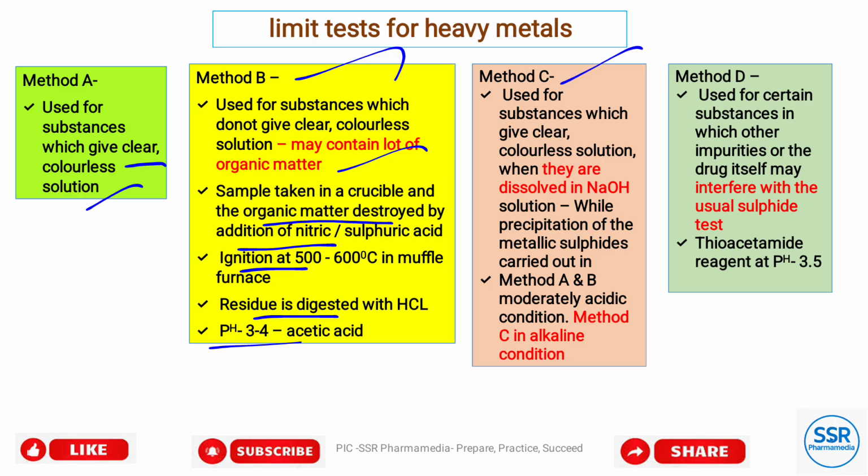Method C is used for the substance which gives clear colorless solution when dissolved in NaOH solution. While precipitation of metallic sulfide is carried out in moderately acidic conditions in method A and B, method C is in alkaline condition. Method D is used for certain substances in which other impurities or the drug itself may interfere with the usual sulfide test. Thioacetamide reagent pH is 3.5.